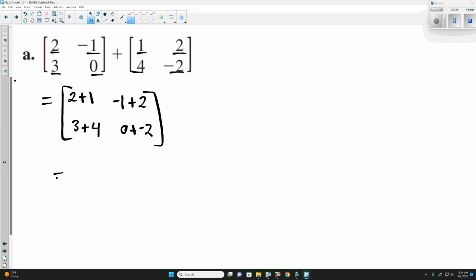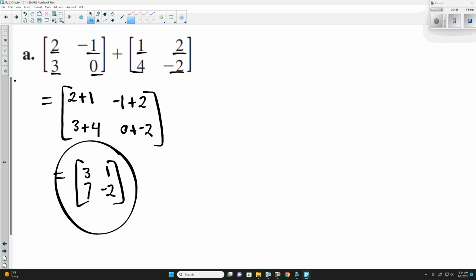And at this point here, we can add those together. So 2 plus 1 would be 3. Negative 1 plus 2 is 1. 3 plus 4 is 7. And lastly, 0 plus negative 2 is negative 2. And that's it. Questions on this here? We ready for the next one?